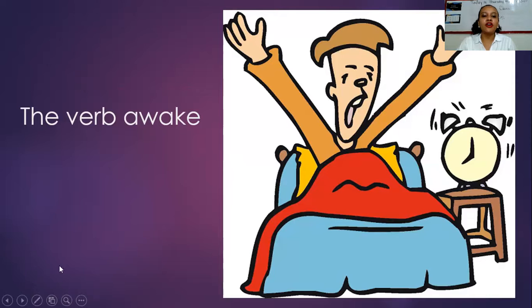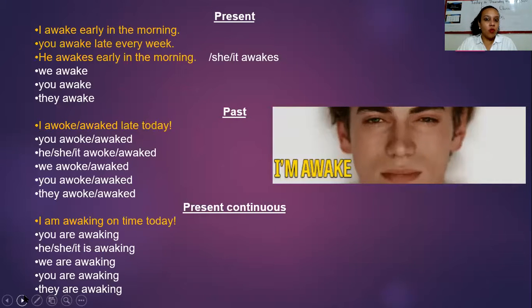Yes, awake. The verb awake. Look at this picture. What can you see in this picture? Yes, it's a boy. And what is he doing? Very good. He's awake, maybe early in the morning or maybe late in the morning. Okay, let's see. Look, I am awake. I am asleep. I am awake. So how can we use the verb awake in the present? I awake early in the morning. Look, you awake. Look like him.